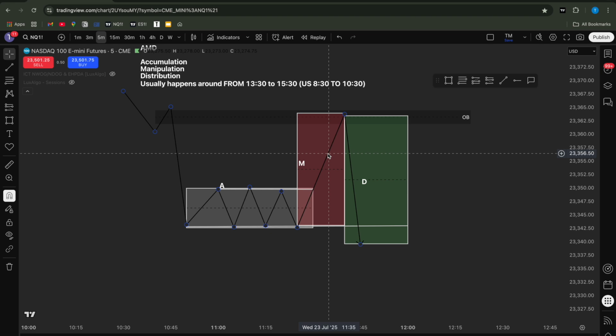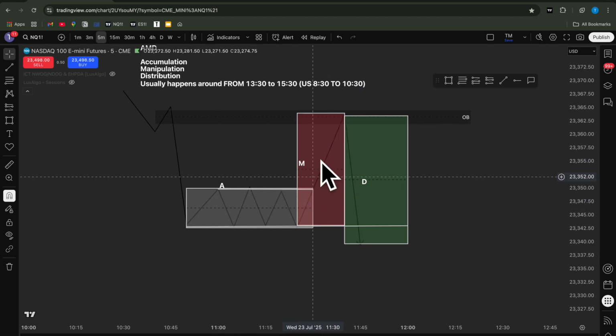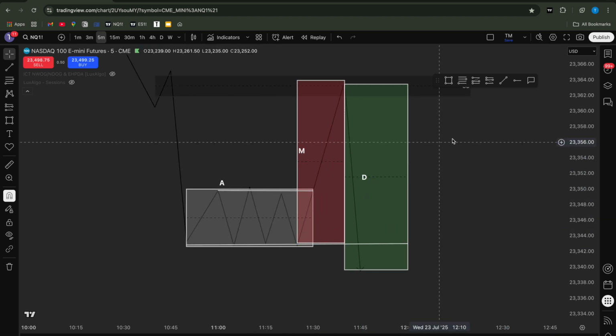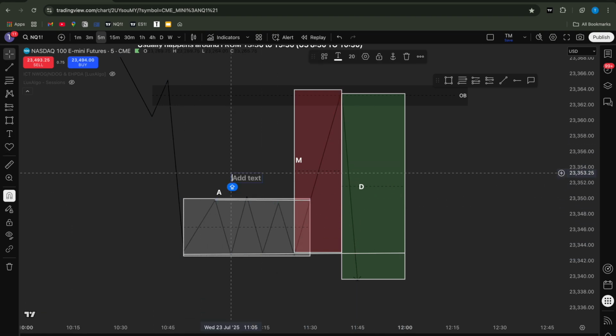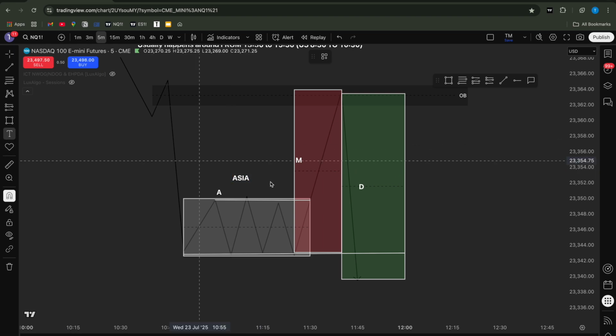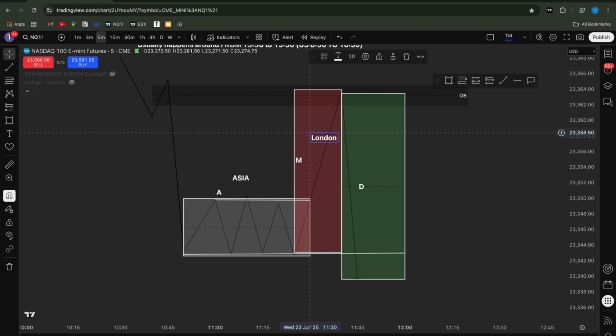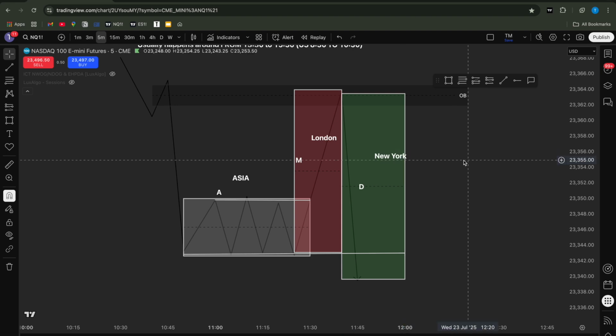But also a good way to use AMD, and how I use it really, is because this isn't always necessarily clear, it's just a way of looking at price, but price is always doing one of these three things. So if Asia session distributes, then London session is likely to accumulate, New York could manipulate. It could change, but usually this is Asia, this is London, and this is New York. That's one way you can look at price.